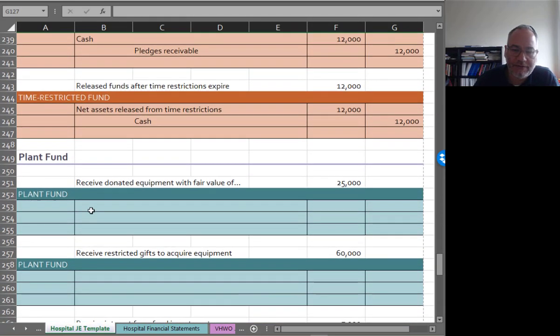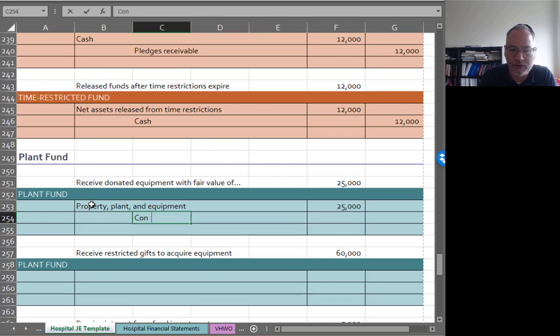The plant fund, I received donated equipment with a fair value of $25,000. So I'm going to debit property, plant, and equipment. And it's just going to sit in here until we use it, of $25,000. And credit contributions, plant, $25,000. And then I received restricted gifts to acquire equipment of $60,000.